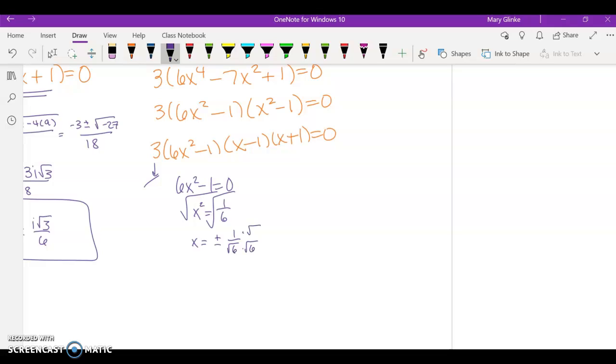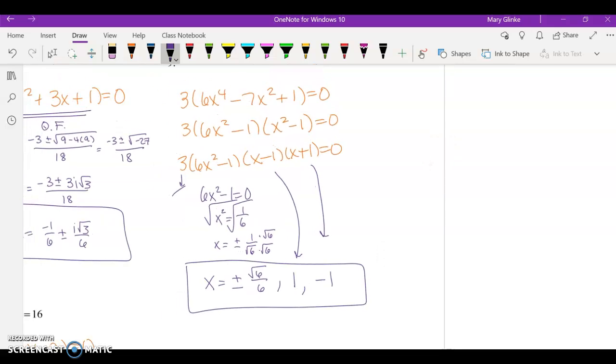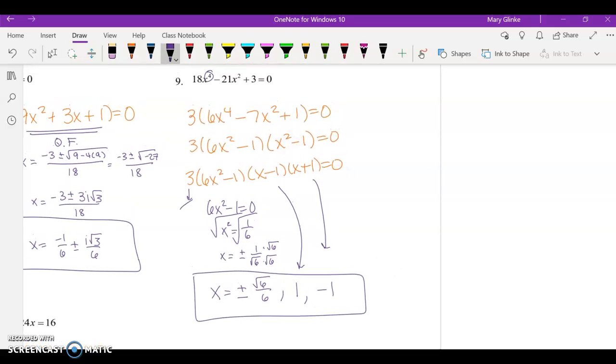But we can't have that radical in the denominator, so our answers are going to be positive and negative root 6 over 6. Our next factor gives us an answer of positive 1, and our last factor gives us the answer of -1. So we have 1, 2, 3, 4 answers, and going back, our original polynomial had a degree of 4, so we're good to go.